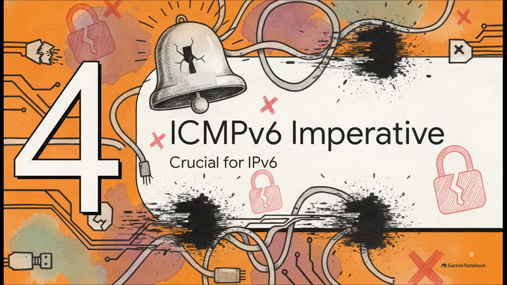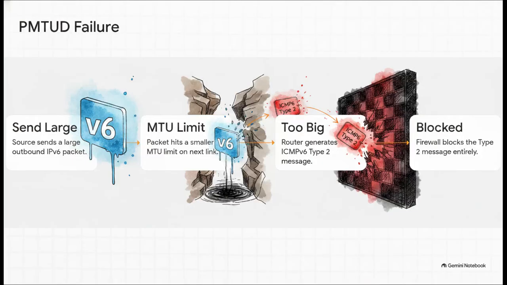That brings us to Section 4, the ICMPv6 imperative. This part is absolutely crucial. Okay, pay close attention, because this is arguably the climax of this whole explainer. It's easily the most frustrating silent failure in modern networking.